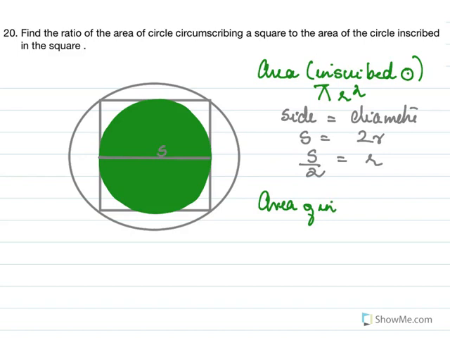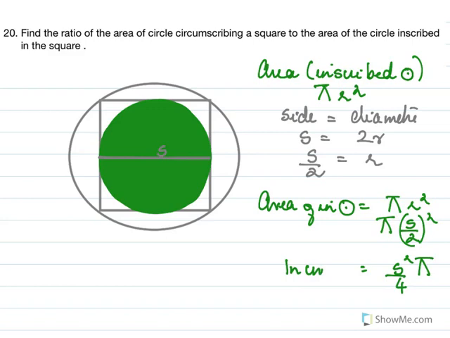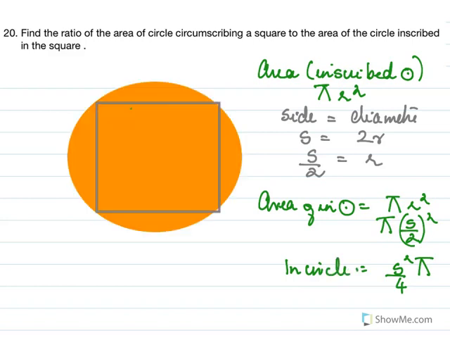So the area of the incircle is equal to pi r square, pi and the r is S by 2. So here I put S by 2 the whole square. So this is now S square by 4 pi. That is the area of the incircle. Now let me see the circumcircle. Now this is a circumcircle.